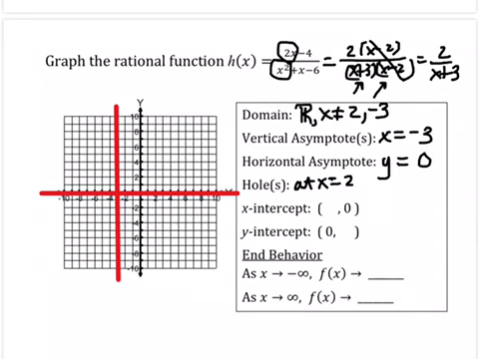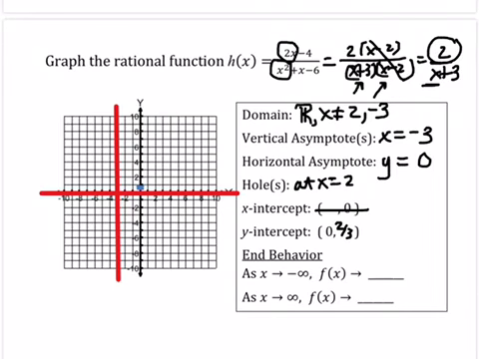So the x-intercept is when the numerator equals 0. So you see after my cancellation, my numerator is 2. 2 doesn't equal 0. So there is not going to be an x-intercept. But the y-intercept is when the x is 0. So if this x becomes 0 right here, I would get 2 over 3, so that'd be 2/3. So I'm going to mark that 0 and 2/3.